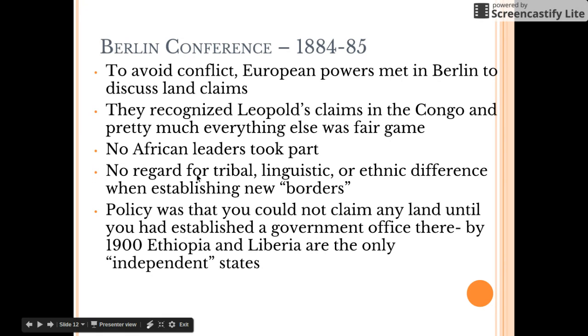Of course, there were no African tribal leaders involved. There was no consideration for the groups that lived there already. In fact, many times the borders actually boxed in rival tribes or clans and led to further wars.